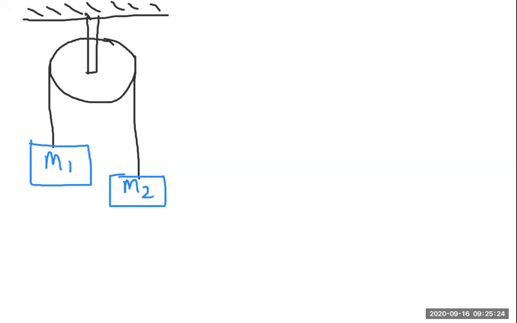So the motion of M1 and M2 should be obvious. There should be no confusion. If this is the x-axis, this is the y-axis, then the motion of M1 and M2 will be along the y-axis. Please notice my words.